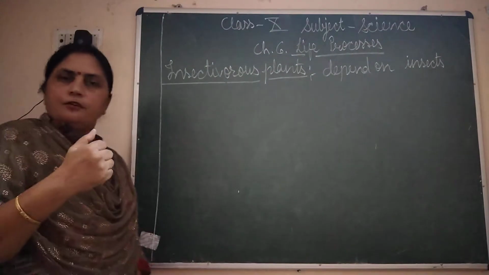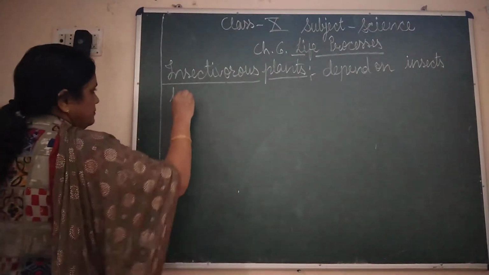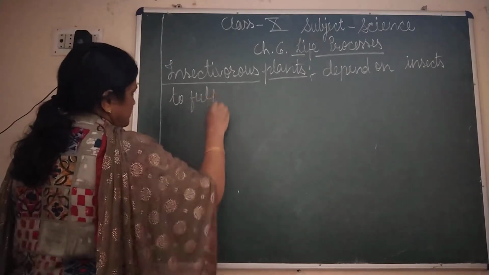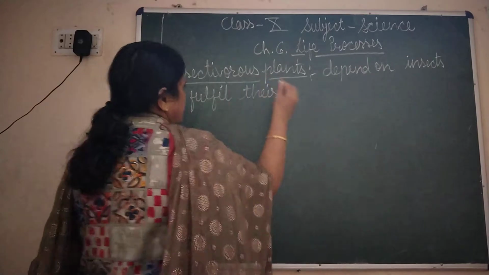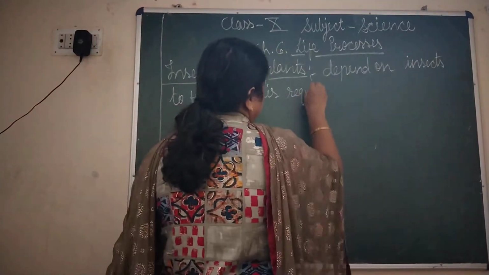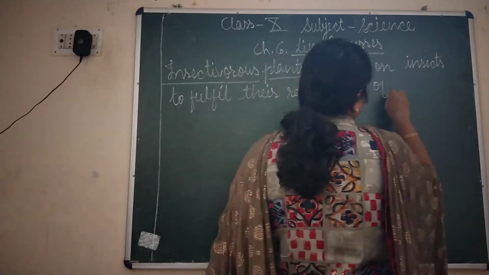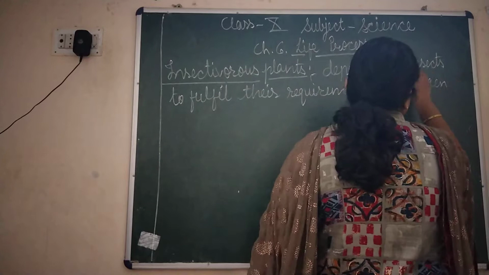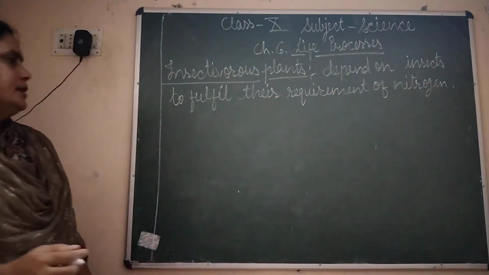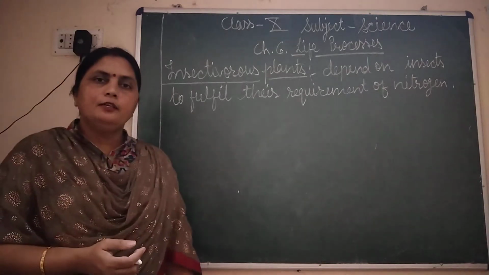not completely for food, but they depend on insects to fulfill their requirement of nitrogen. So insectivorous plants depend on insects to fulfill their requirement of nitrogen.